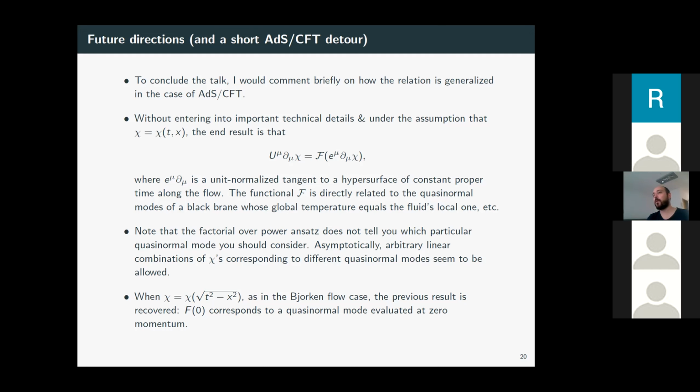So as I said, we don't have any understanding of how to relate this singularity structure and the number of singularities and so on with the initial data that we don't know. But from this result, you see that if you were to consider that your system is boost invariant, then you would recover what we had before, because then this derivative would vanish, and this function would essentially be given by a quasi-normal mode at zero momentum, okay?